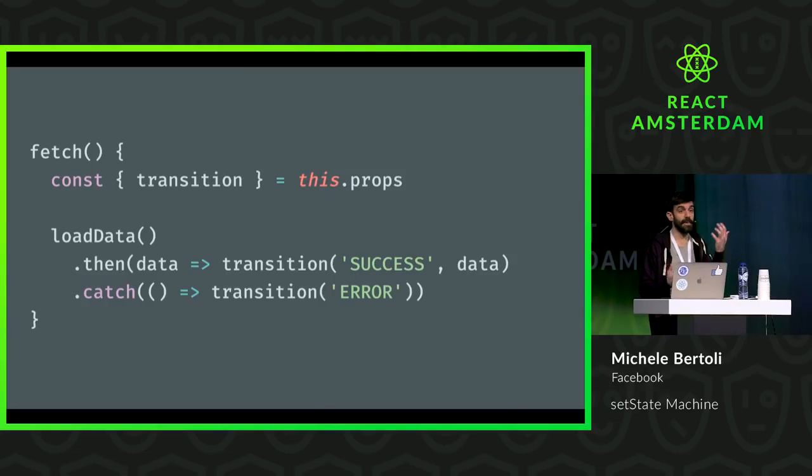The implementation of this fetch would be something like this. You extract the transition function from the props, and then you use this load data, which is like a function that loads the data from the APIs, returns a promise. When the promise succeeds, you transition passing the event name and the data as well, because a cool thing about state charts is that you put the condition in the state chart, so it's the state chart that evaluates the condition. You don't have to do anything. You don't have to tell the state chart if there is more data. You just pass this data object and the state chart is gonna evaluate the condition for you. If there is an error, we transition to error.